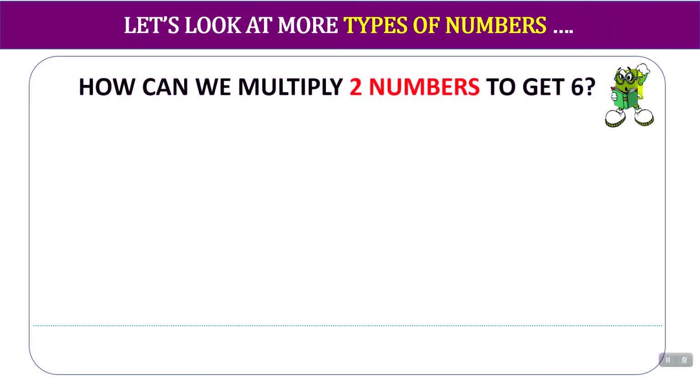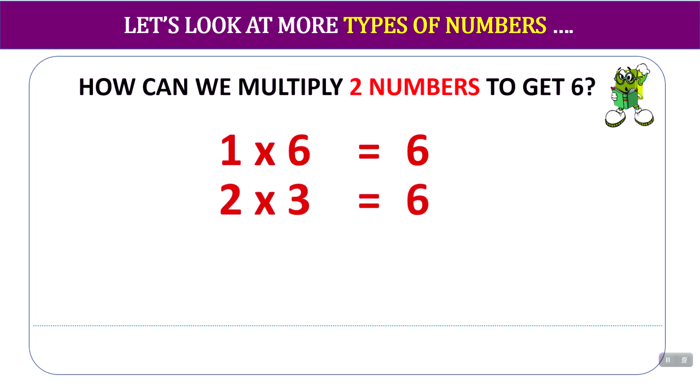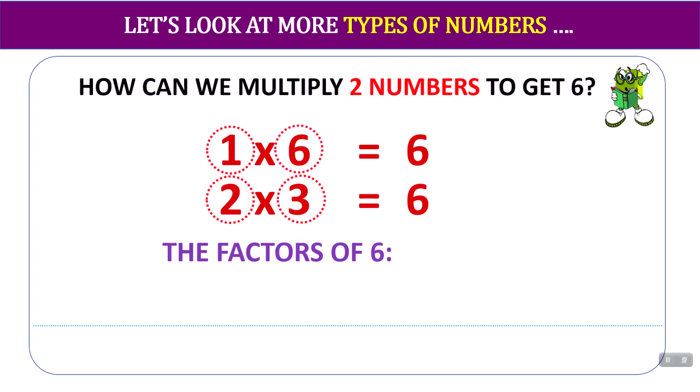Now, how can we multiply two numbers to get 6? Let's think about that. We know 1 times 6 is 6. What other way can we get 6 by multiplying two numbers? Well, 2 times 3 is 6. And so the factors of 6 are the numbers that we started out with and multiplied to give us our answer. In this case, 1, 2, 3, and 6 are all factors of 6 because we had to use them to multiply to give us 6.